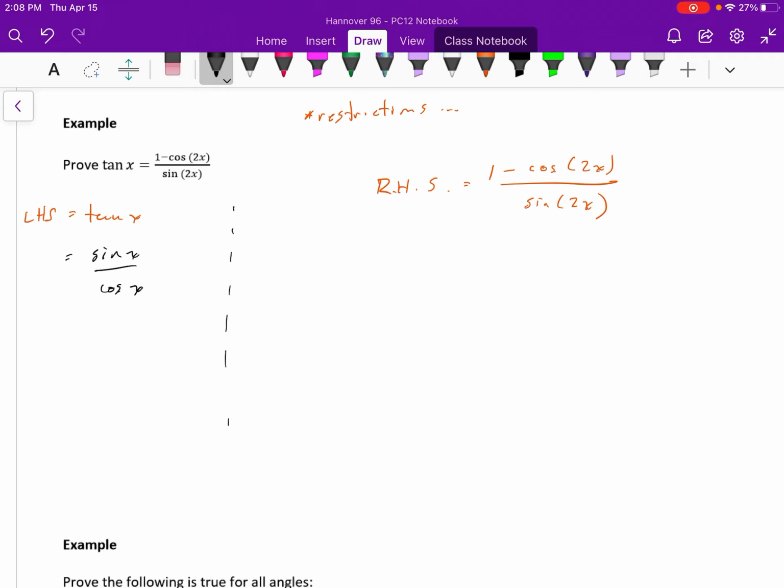Now, 1 minus cosine of 2x divided by sine 2x, I'm going to call this the right-hand side. I'm going to put equals 1 minus cos 2x. Now I'm going to look for an identity that can definitely help me out. I notice that there's a double angle identity for cosine, so 1 minus the double angle identity for cosine. I'm going to choose to write it as 1 minus 2 sine squared x.